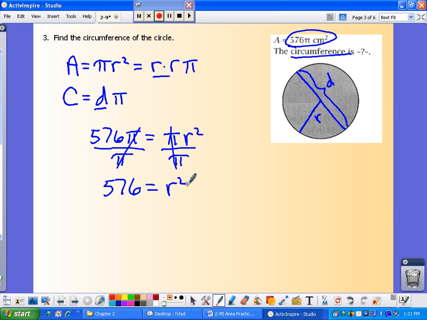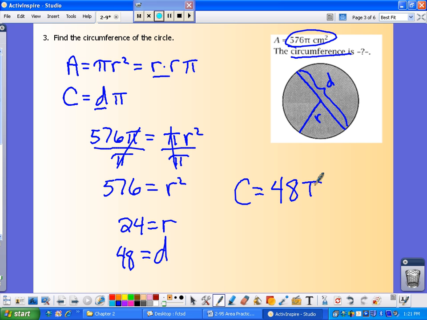Okay. Something squared has to be 576. So let's use that square root button. Maybe that would get it for us. So the square root of 576, I got to be 24. Just like the last problem. 24 equals my radius. So my radius is 24. My diameter has to be 48, which means my circumference has to be diameter times pi. And that beep was because of that bright idea that came from my brain. Okay. Next.